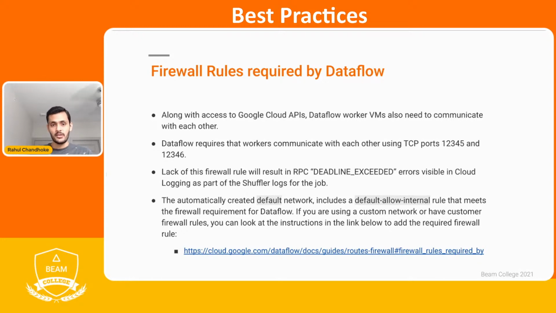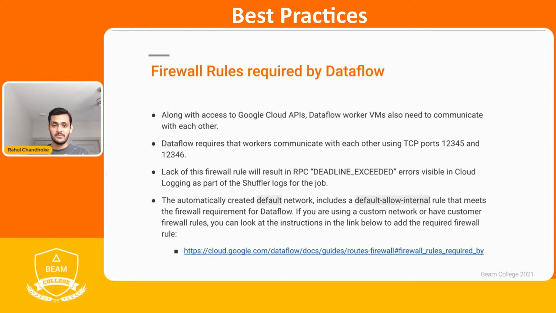So if you are using a custom network and specifying custom firewall rules, and you do want to utilize autoscaling in your pipeline, so you have multiple workers, then it is recommended that you make sure this requirement is satisfied. That is, you have a firewall rule that allows for this specific communication between those workers so that your data can be shuffled between the workers as necessary.